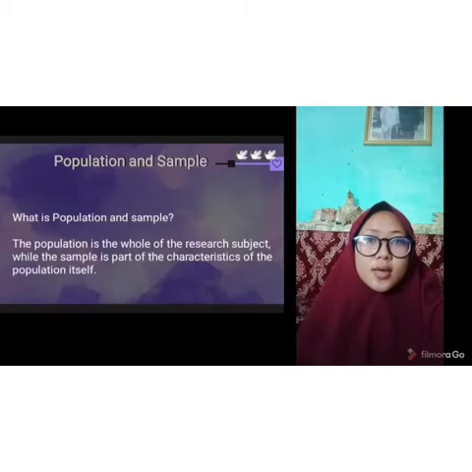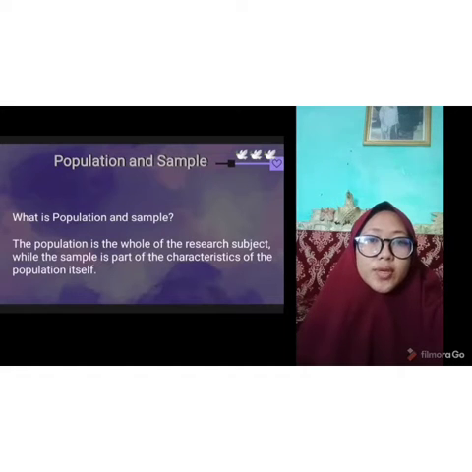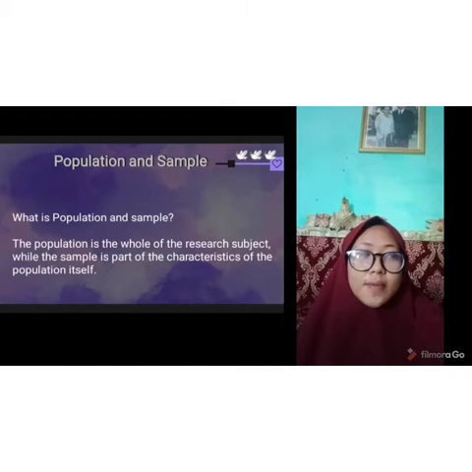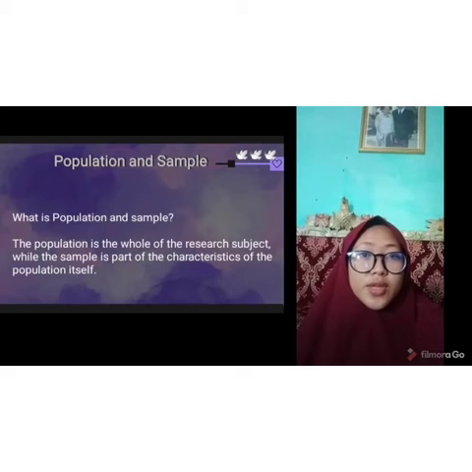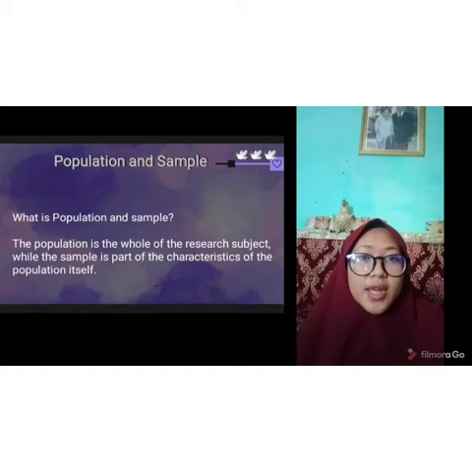Okay, let's discuss one by one the meaning of the population and the sample. What is population? The population is the whole of the research subject. The value that is calculated and obtained from this population is called the parameter. What is sample? The sample is a part of the population that has characteristics similar to the population itself. Samples are also called examples. The calculated value obtained from this sample is called statistic.